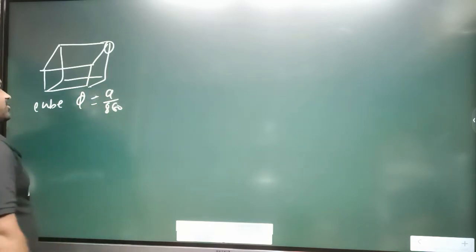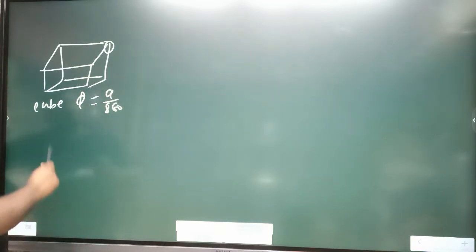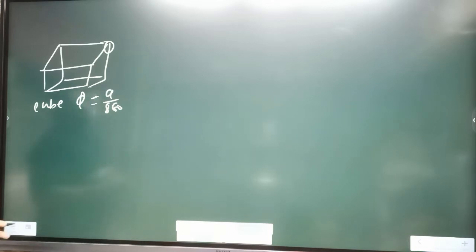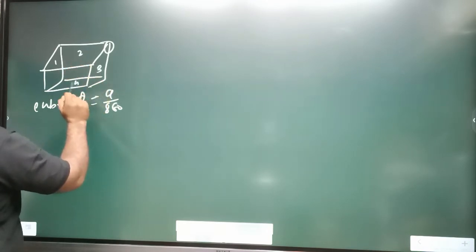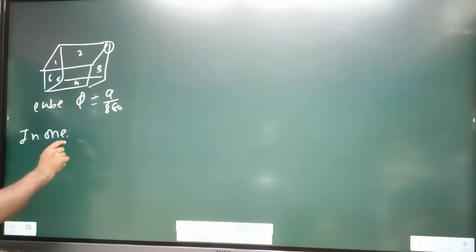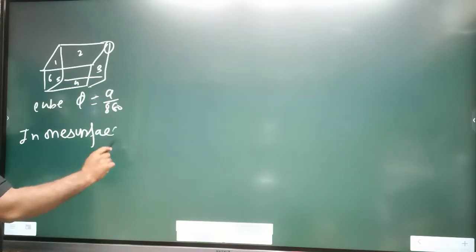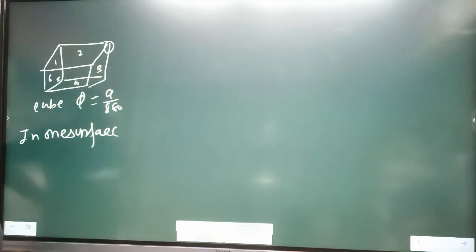Okay. And suppose they ask how much flux is passing through one surface of the cube. Suppose this surface is 1, this surface is 2, 3, 4, 5, and this one is 6. In one surface, it is 1 by 6, 1 by 8.